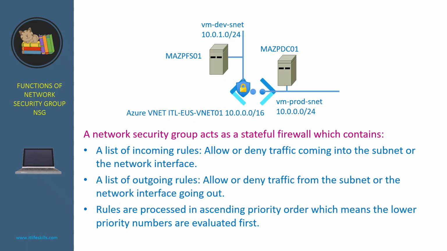A network security group acts as a stateful firewall which contains a list of incoming rules which allow or deny traffic coming into the subnet or the network interface, a list of outgoing rules which allow or deny the traffic from the subnet or the network interface going out. Rules are processed in ascending priority order, which means the lower priority numbers are evaluated first.